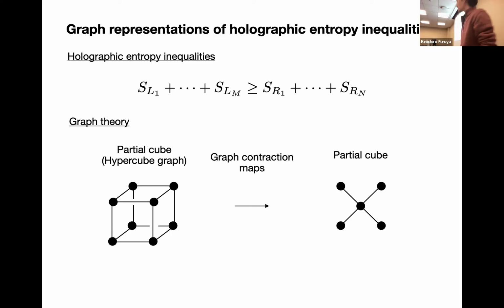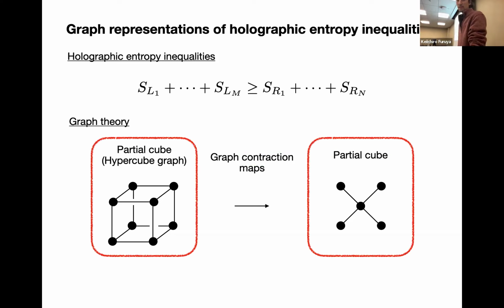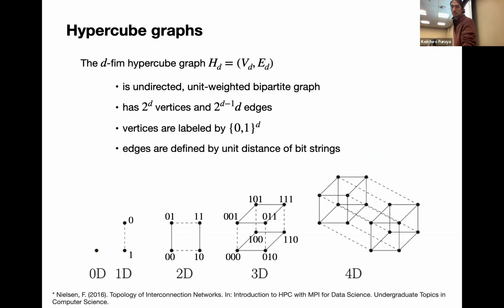Then the inequality relation is represented by what we define as graph contraction maps. The two important keywords here are contraction and partial cube, and I'm going to describe them very carefully. Let's first start with the object, and then I'll talk about the relation between the two objects. So this is a hypercube graph.